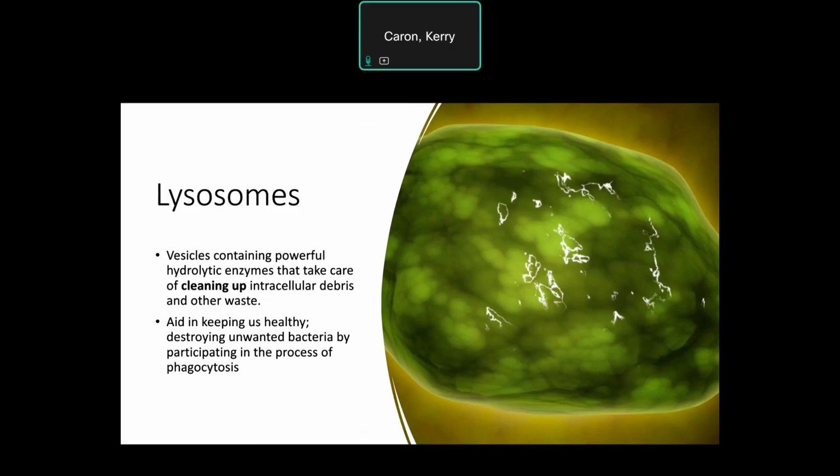Your lysosomes are, I always think of Lysol. They're kind of cleaning up, like Lysol. They're breaking down, they're cleaning up, they're wiping away, they're getting rid of unwanted waste or bacteria. Phagocytosis is a process of a cell eating. So anything that's kind of a waste product, it's cleaning up.